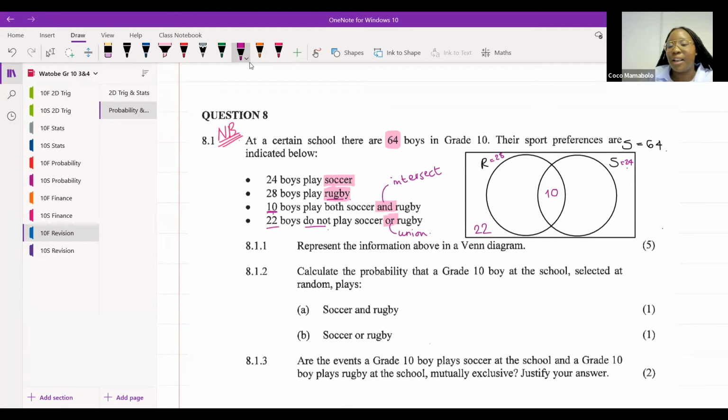Good. All right. So let's fill in the rest of this, because this part over here and this part over here are still missing. Right. Now it says here that 28 boys play rugby. But what do we notice? Anybody want to venture and put their hand up and tell us what's actually happening inside that rugby equals 28? Yes, Anotida.